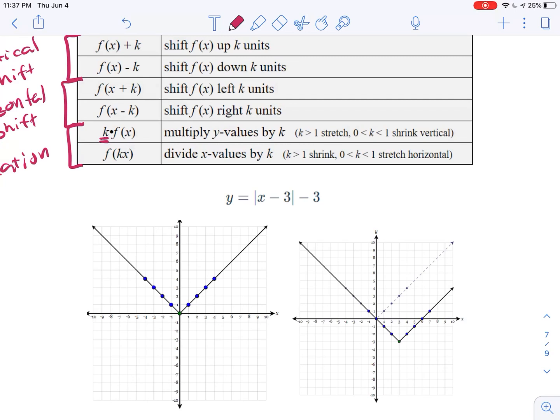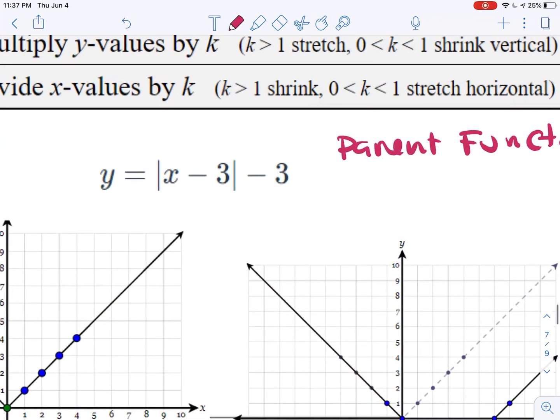Okay, so what's happening here? Well, here we have the function y equals absolute value of x minus 3, minus 3. First, we need to recognize what my parent function is. Anytime I look at this, I look for the more general operation. So in this case, it's absolute value. So my parent function is y equals absolute value of x, which is what that first graph shows.